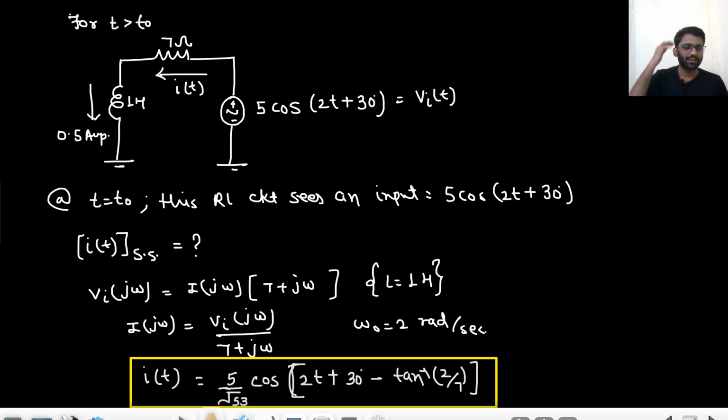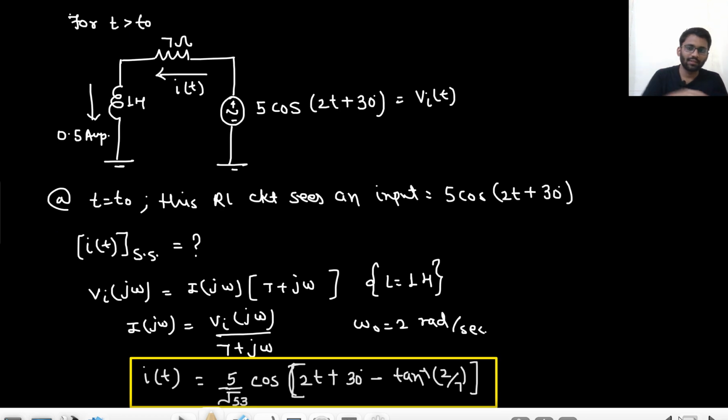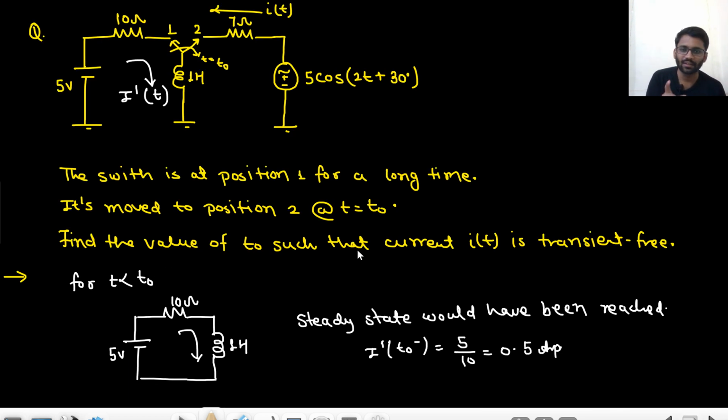So did you understand this question, what it was saying? So what did I do? I got to know my initial current in the inductor is 0.5 ampere. Then I am giving it this cosinusoid. So now this RL circuit will see this cosinusoid, and based on this it will give me a steady state response. So this is my steady state response. Now I want it to be transient free, so that my I of t is transient free.